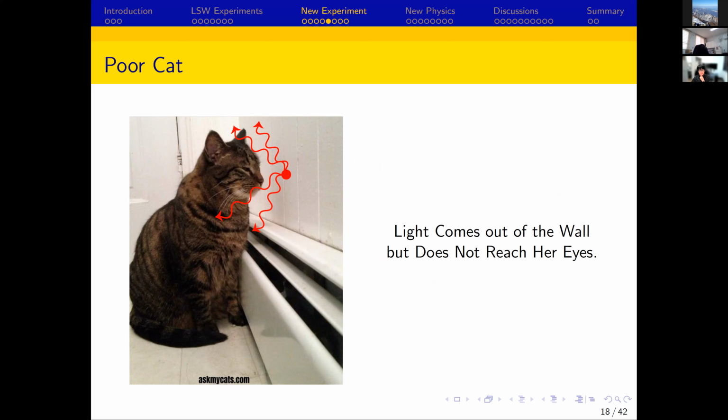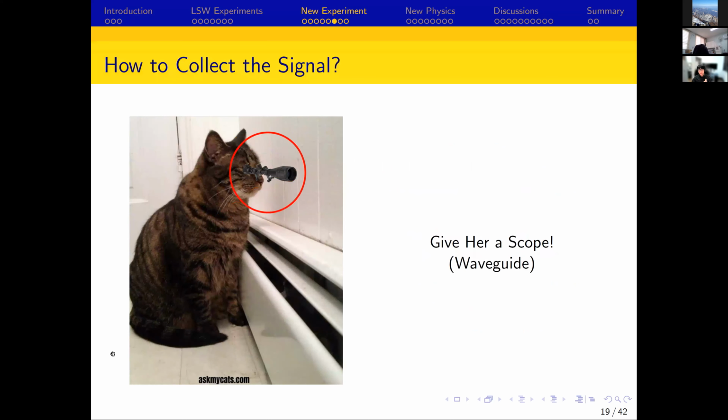We adopt a very simple idea: wear a scope, or equivalently use a waveguide. A waveguide, for example an optical fiber in optics experiments, can gather the signal. So by installing a waveguide between the wall and eyes, the cat can find the photon signal, or physicists can detect the photon signal or dark matter signal.